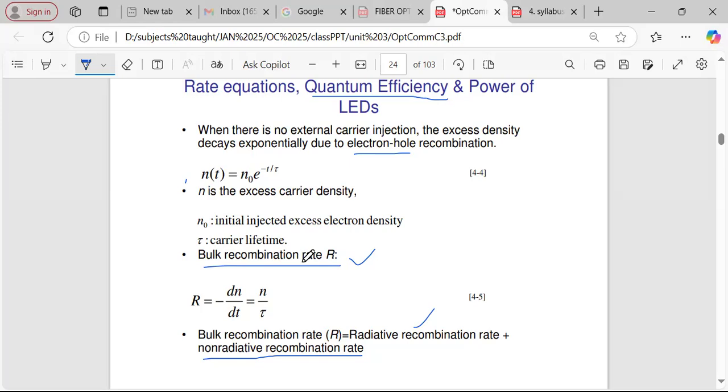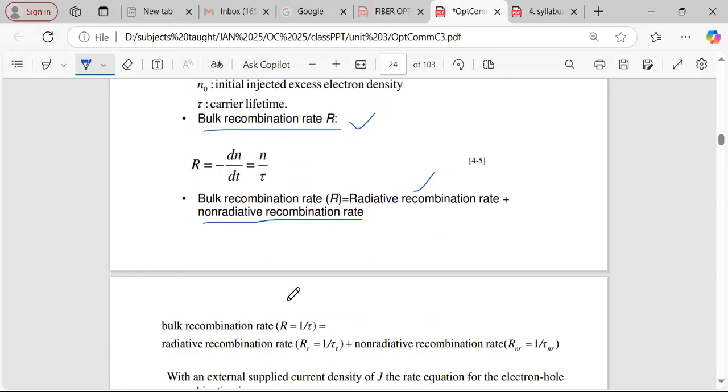So in order to determine the bulk recombination rate in the LED, the total recombination rate is given by the radiative recombination rate, that is output in the form of photons, and the non-radiative output, in the form of energy liberated as heat, that is the non-radiative recombination rate. So we have to consider these two recombination rates to calculate the total recombination rate, and it is given by minus dn by dt is equal to n divided by tau. n is the electron density, carrier density, and tau is the lifetime.